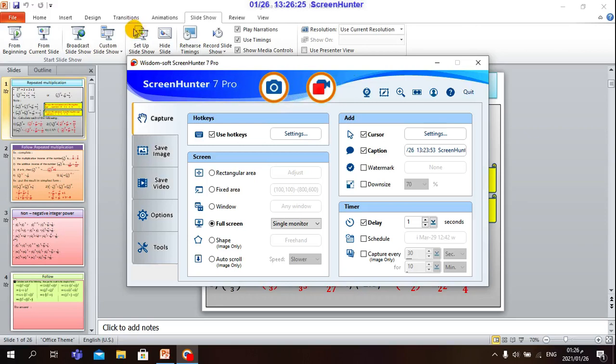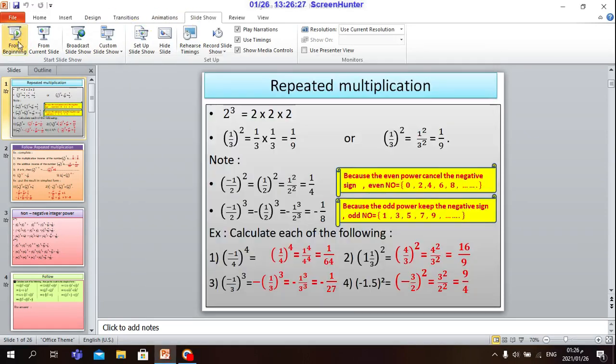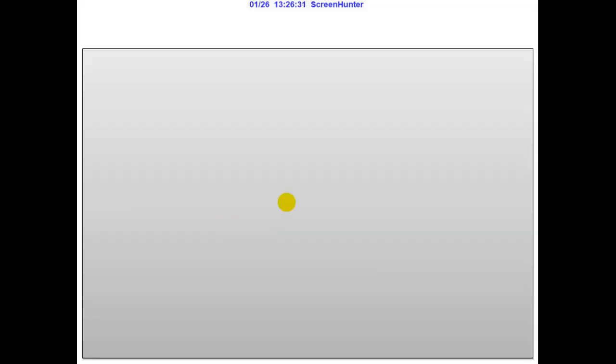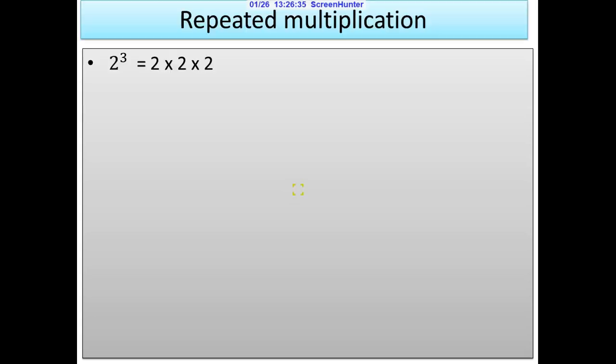My dear students, today we're going to talk about repeated multiplication. This is the first lesson in algebra. For example, we have studied before that when we have 2 raised to power 3, it means we multiply 2 by itself 3 times. 2 raised to power 3 means 2 multiplied by 2 multiplied by 2.